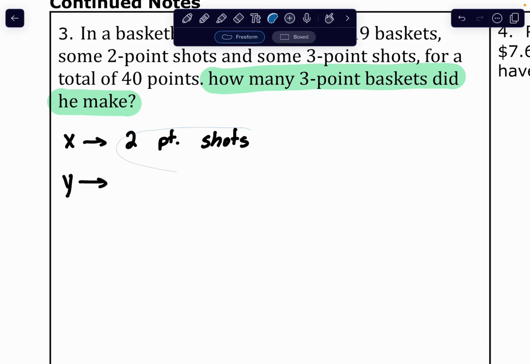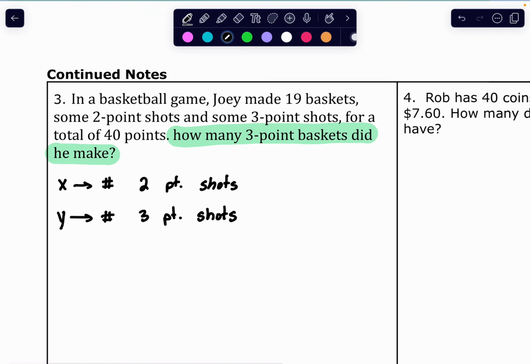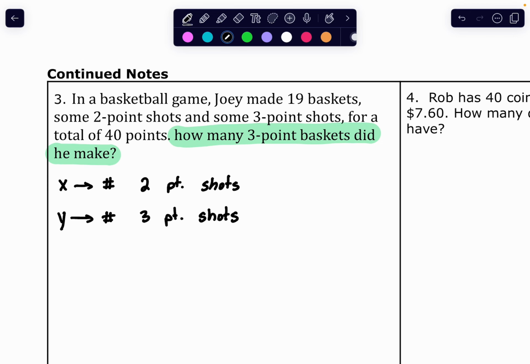And when I'm talking about 2-point shots, I'm talking about the number of them. And Y might be the number of 3-point shots. Since I read the original question kind of fast, it's time to reread that and look for my 2 equations.